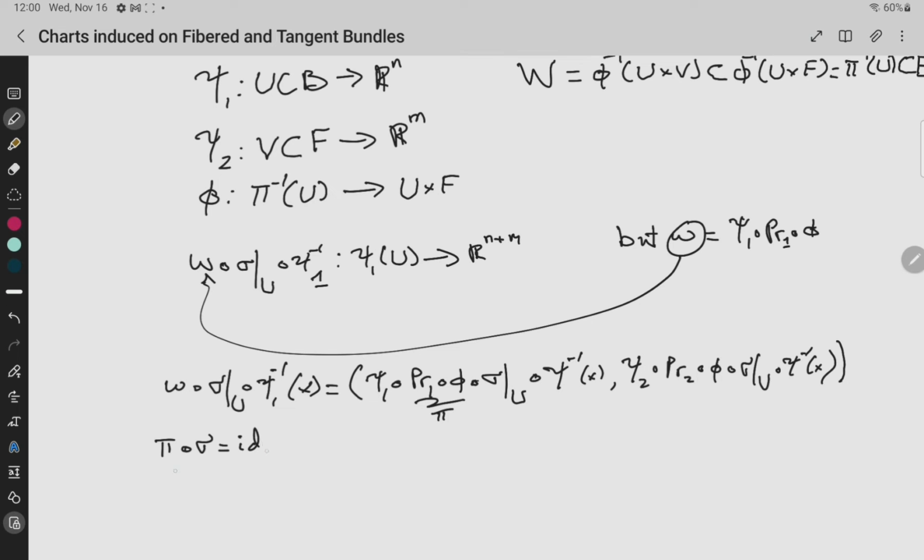And also pi composite sigma, which is the cross section, is also identity to B. So all this here is going to collapse down to just psi 1 composite pi, and then composite sigma restricted to U, and then composite to inverse of 1. And on the right hand side, you just have to write down whatever you see there. I don't see any contraction on the right hand side, so that's fine. Okay.